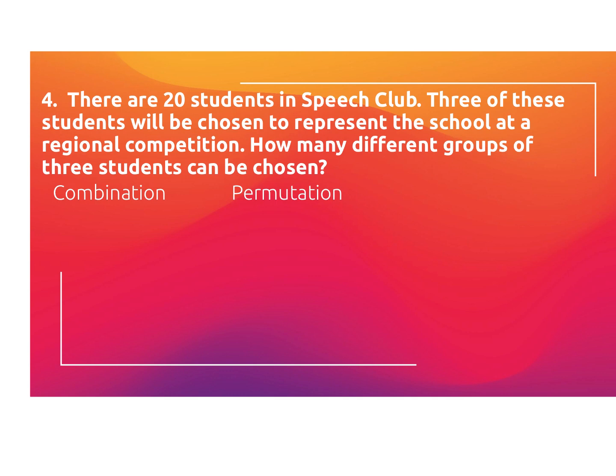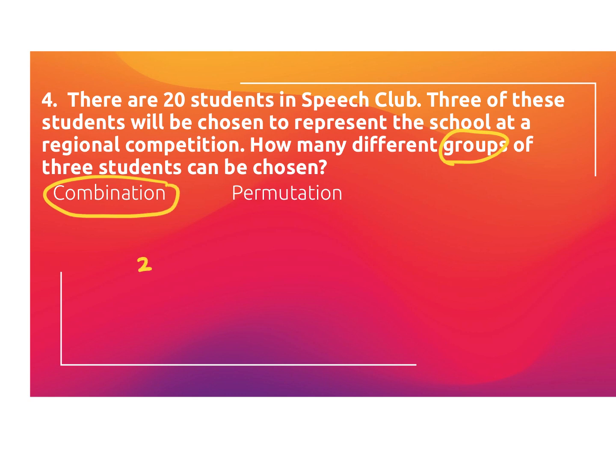Number 4 says there are 20 students in speech club. 3 of these students will be chosen to represent the school at a regional competition. How many different groups of 3 students can be chosen? So here's our keyword, groups, right here. If I choose 3 students to be in a group, it doesn't matter if I choose one person first and then another person and another person. There's still a whole group. They're a group of 3. It doesn't matter who gets chosen first and who gets chosen last. So this one is going to be a combination because order does not matter.